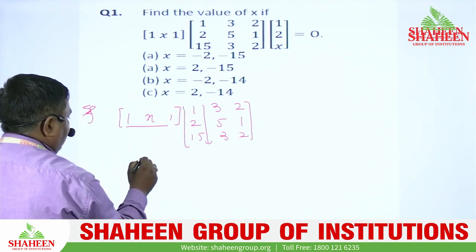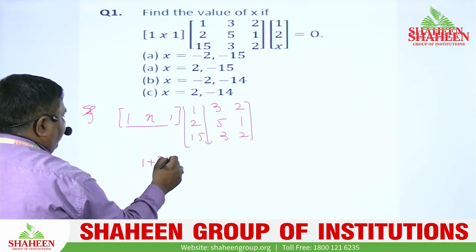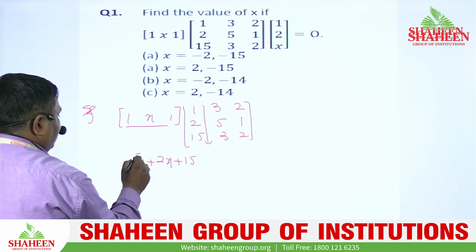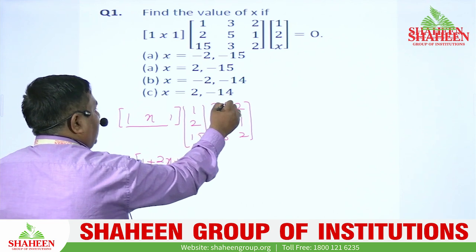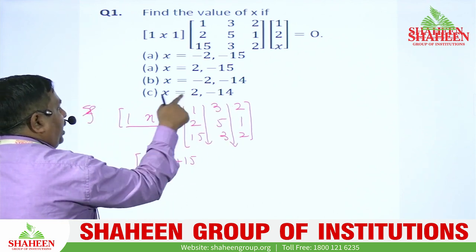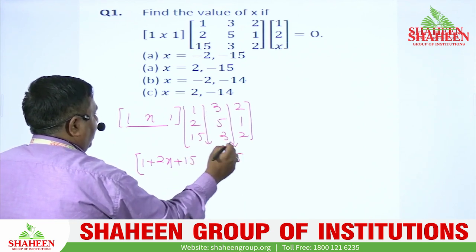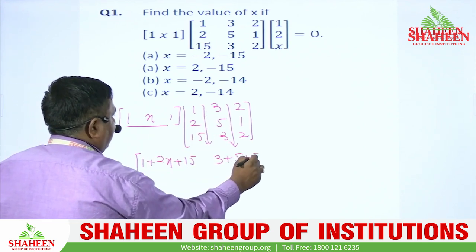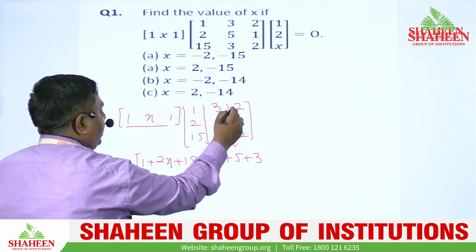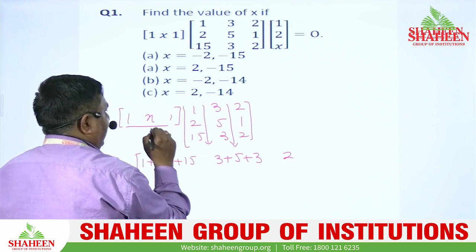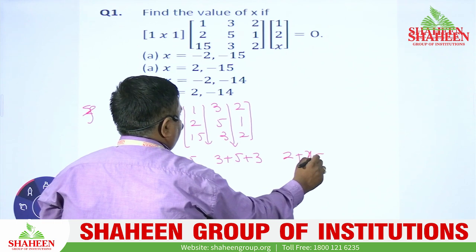1 into 1 is 1, plus x into 2 is 2x, plus 1 into 15 is 15. This is the first row, first column element. Next, the first row is multiplied with the second column: 1 into 3 is 3, x into 5 is 5x, and 1 into 3 is plus 3. Next, the row is multiplied with the third column: 1 into 2 is 2, x into 1 is x, and 1 into 2 is 2.